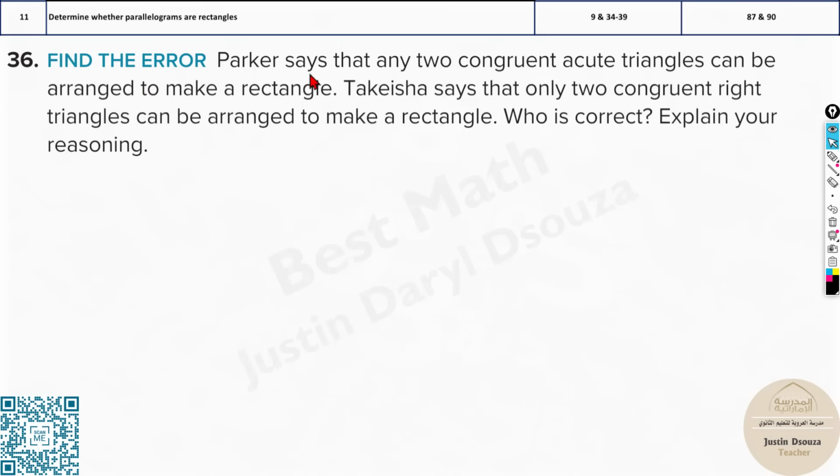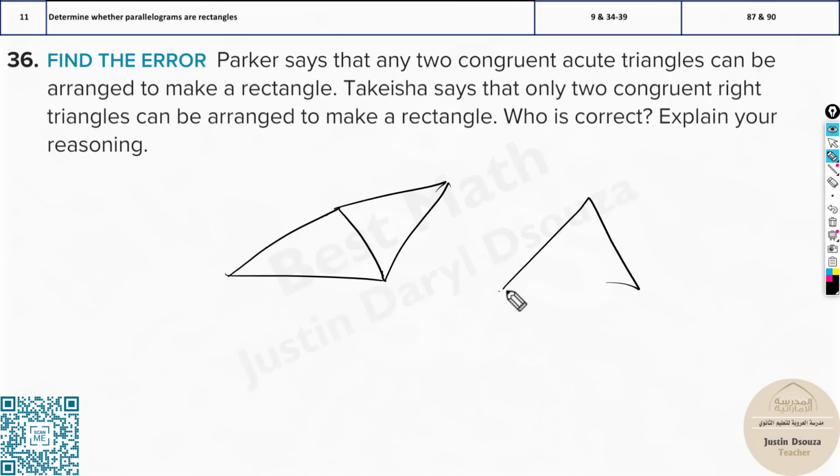Find the error. Parker says that two congruent acute triangles can be arranged to make a rectangle. Acute is all angles less than 90 degrees, it can't be more than 90. It should be like 60, 60, 60 or 65, 65 and 50, something like that. We have two acute triangles. Let me put them over here. Another acute triangle will be something like this.